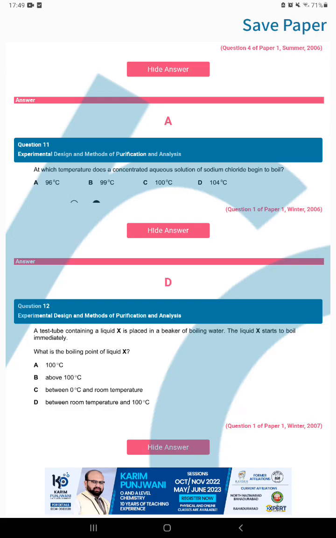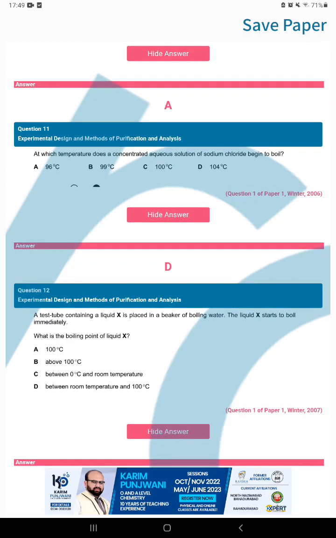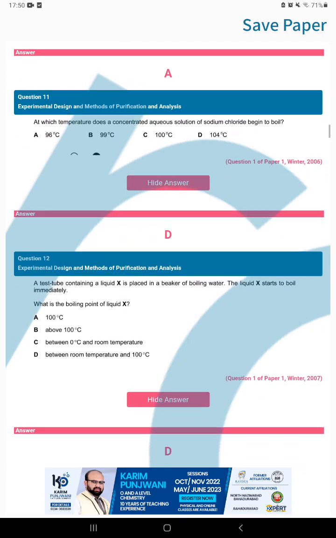Question number 11. At which temperature does a concentrated aqueous solution of sodium chloride begin to boil? Question number 12. A test tube containing a liquid X is placed in a beaker of boiling water. The liquid X does not boil immediately. What is the boiling point of liquid X? 100 degrees Celsius, above 100 degrees, between 0 and room temperature, between room temperature and 100 degrees.